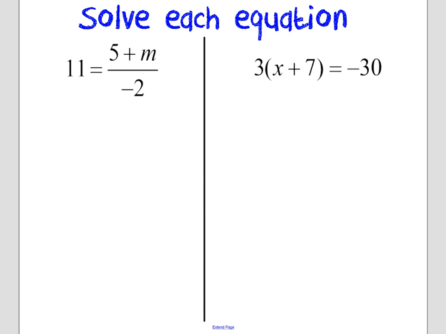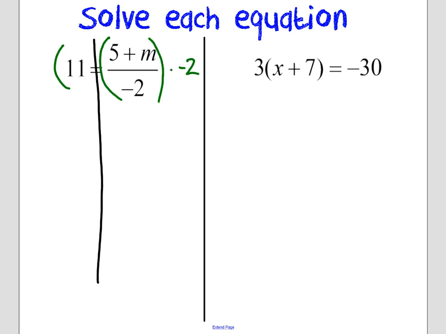Start this one off by drawing a line right down my equal sign. I have everything being divided by -2, so my first step is to undo that. If it's all being divided by -2, I'm going to multiply everything by -2. On the left side, that leaves me with -22. On the right side, I'm left with 5 plus m. Notice, all it did was cancel out the -2's.